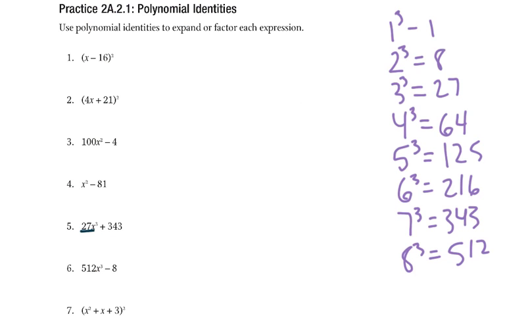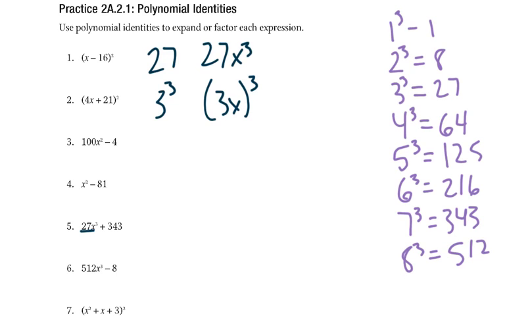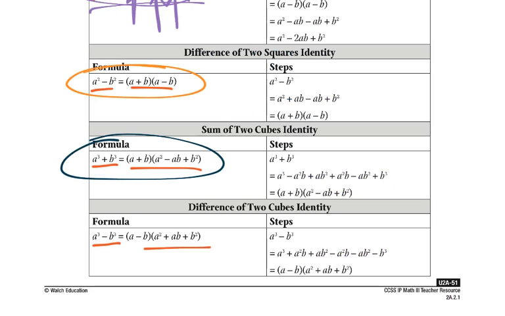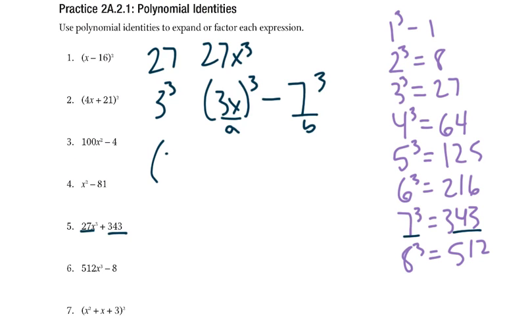So 27 is 3 cubed. So 27x cubed would be 3x cubed. 343 is 7 cubed. So I'd have 3x cubed minus 7 cubed. So that's A, that's B. So the pattern here is A plus B, then A squared minus AB plus B squared. So I'd go A plus B, that should have been plus, huh?